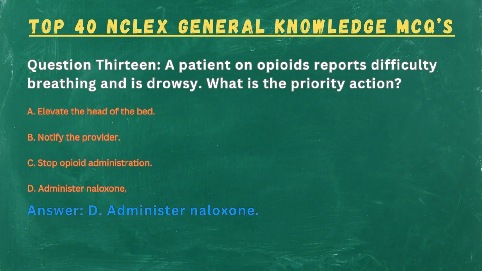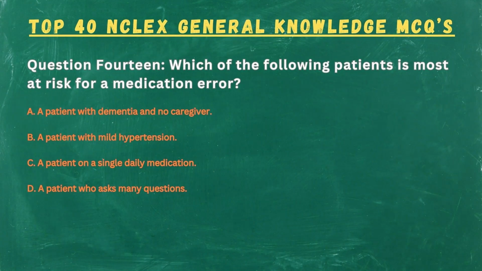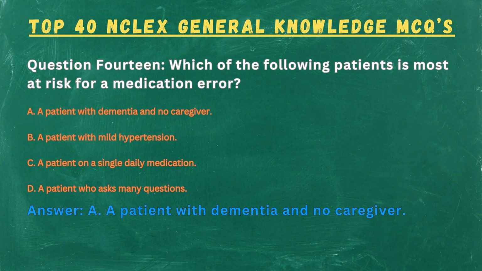Answer: D. Administer naloxone. Question 14. Which of the following patients is most at risk for a medication error? A. A patient with dementia and no caregiver. B. A patient with mild hypertension. C. A patient on a single daily medication. D. A patient who asks many questions. Answer: A. A patient with dementia and no caregiver.